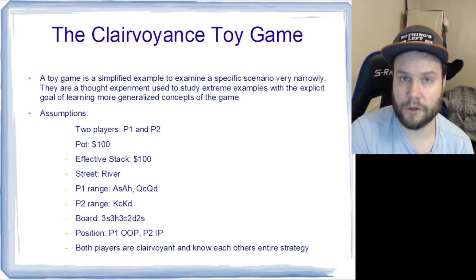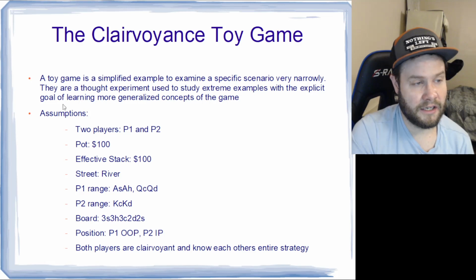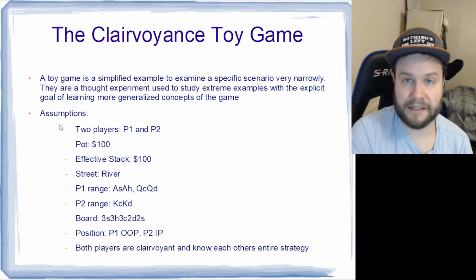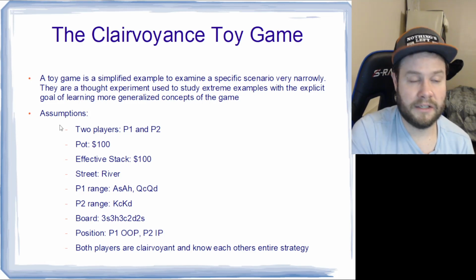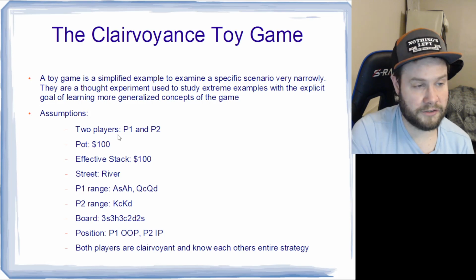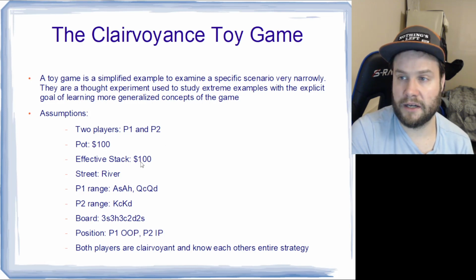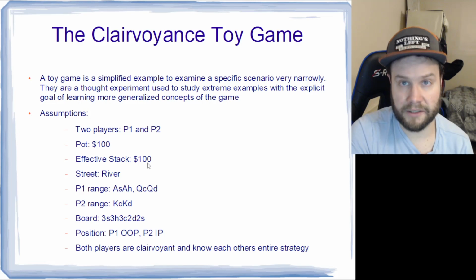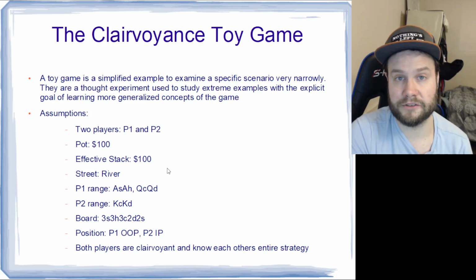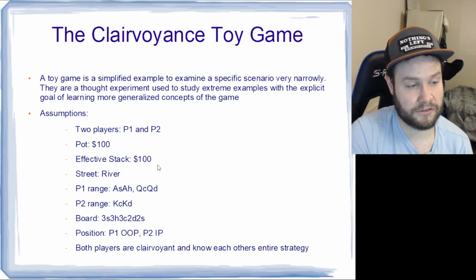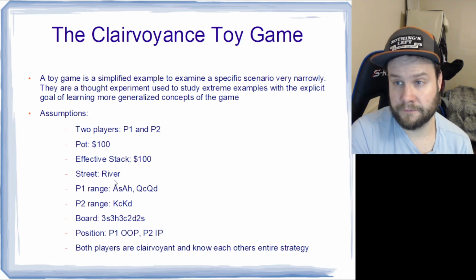Let's start with going over each of our assumptions. In this particular hand, we're going to be analyzing a hand on the river. It's going to be between two players, which we're going to call player 1 and player 2. There's going to be a $100 pot already in the middle, and then each player will also have $100, or at least the effective stack will be $100. So at least one of our players only has $100. We are on the river.